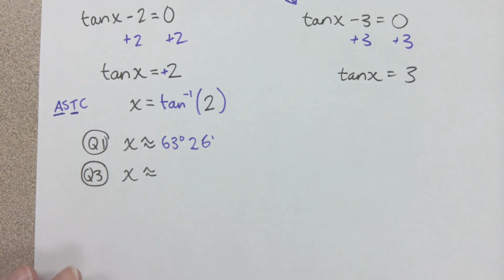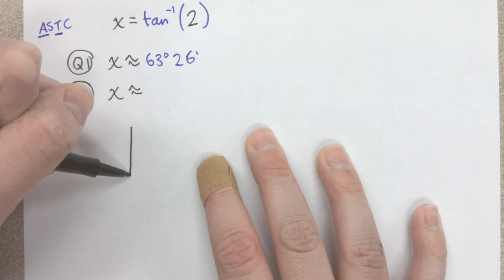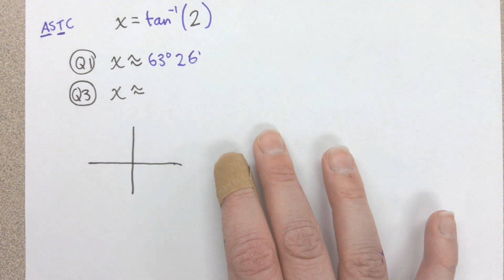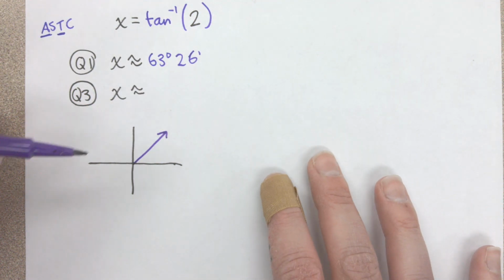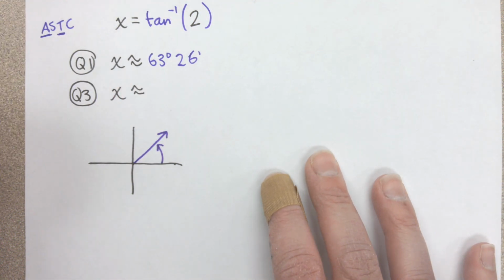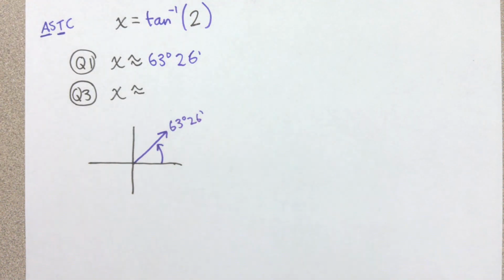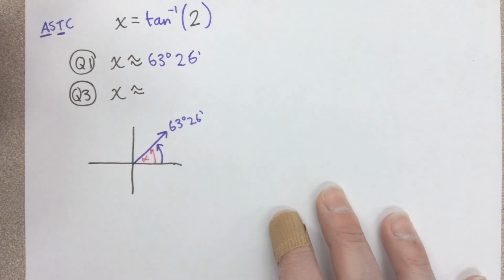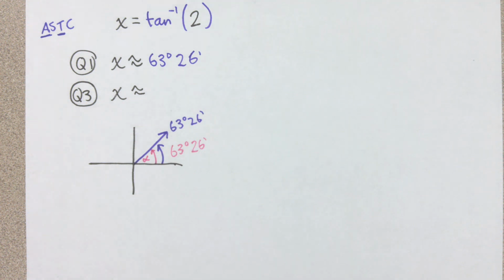From here, I will graph to identify that exact value. First, let's graph the quadrant 1 answer. First angle in quadrant 1, angle of rotation. We know this is 63 degrees, 26 minutes. And quadrant 1 is nice because alpha will always be equal there to the angle. So our alpha is also 63 degrees, 26 minutes.